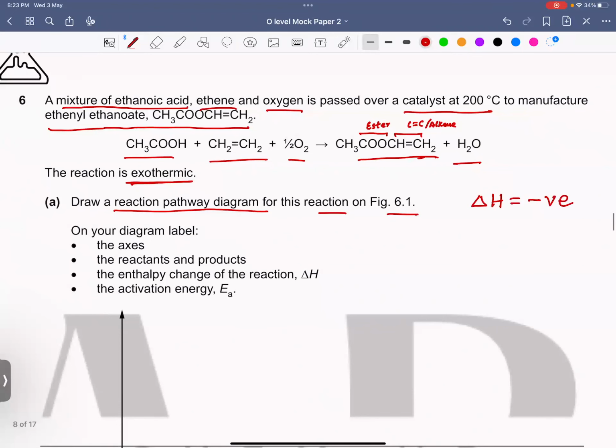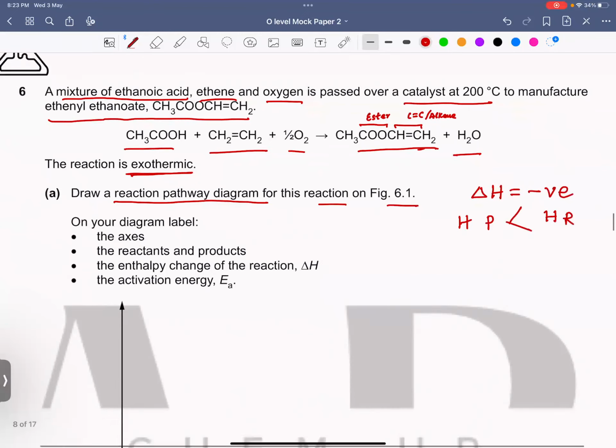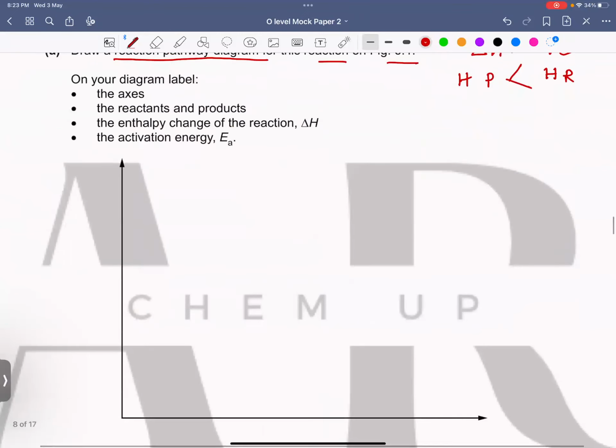And if the delta H is negative, which means that the enthalpy of the product must be lower than the enthalpy of the reactants. The reactants are at a higher energy and the products must be at the lower energy. On your diagram, you have to label axes. On the y-axis, we label it with the enthalpy, and enthalpy is also called energy. So either you can write enthalpy or you can write energy. Both are considered as correct.